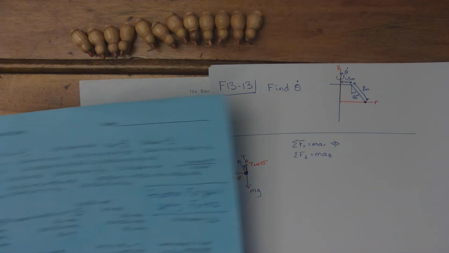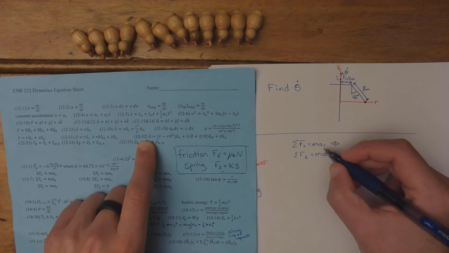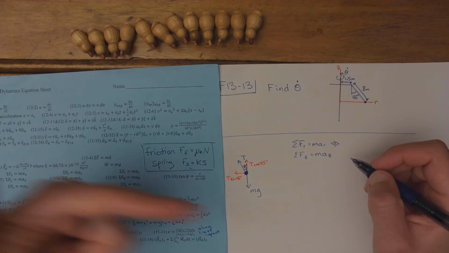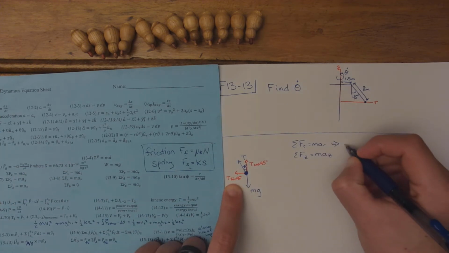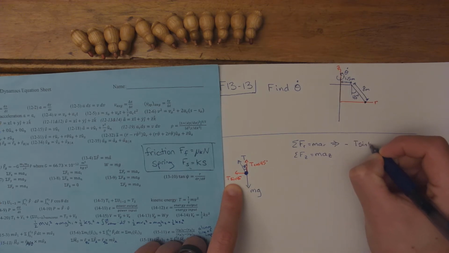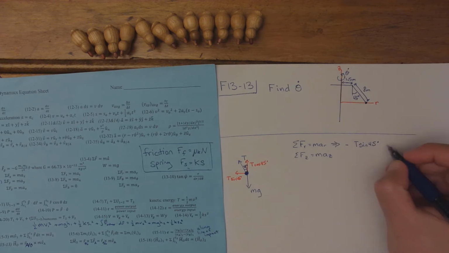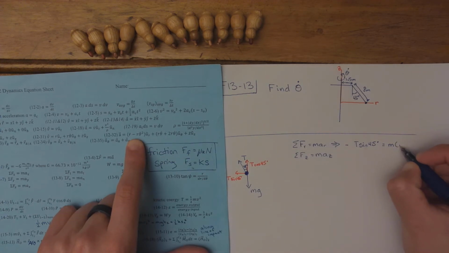So let's start off then looking in the radial direction. I go back to my equation sheet and look at equation 12-32 to figure out what the radial component of the acceleration is. And then remember the radial direction is pointing outward, so like this. So when I sum up the forces, this is minus T sine of 45 degrees because that force is pointing back towards the origin. And this is equal to the mass of the passenger times the radial component of the acceleration, which is r double dot minus r times theta dot squared.